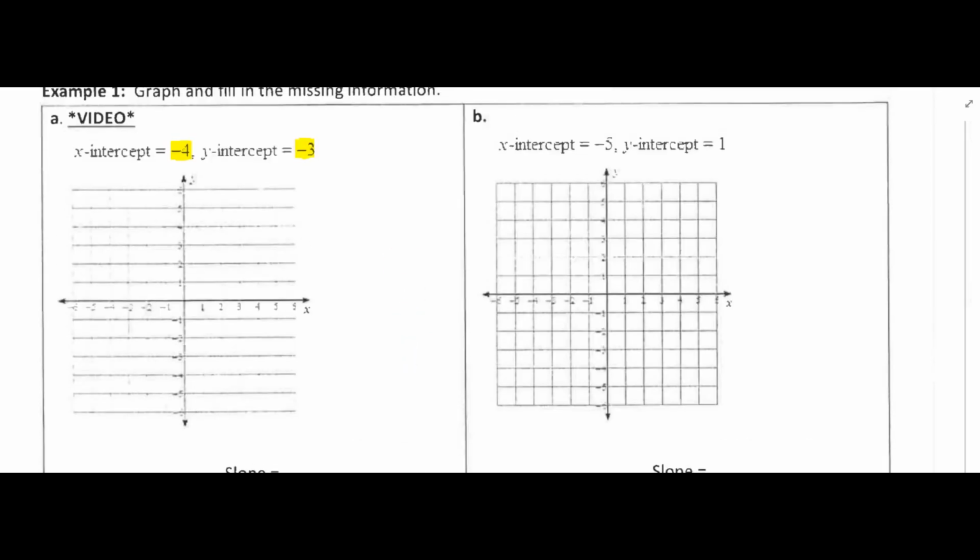So let's go ahead and graph an x-intercept of -4. Remember, the x-intercept is where the graph crosses the x-axis. So that's going to be here at -4. That's -4 comma 0. And the y-intercept is where it crosses the y-axis. So that's at -3. So let's put a point there. And then we just simply have to draw the line through those 2 points.